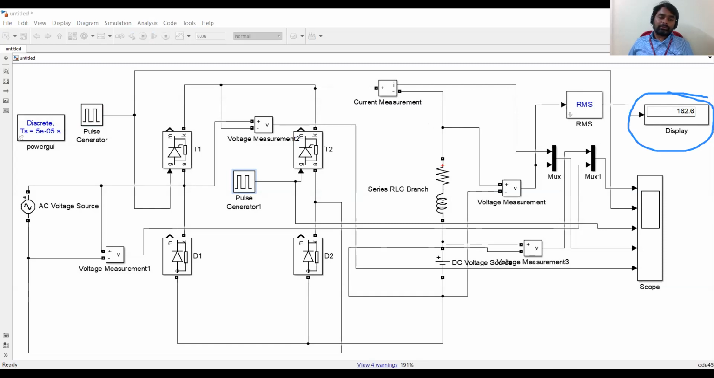So this is about the simulation of the semi-controlled converter and its working operation. Thank you.